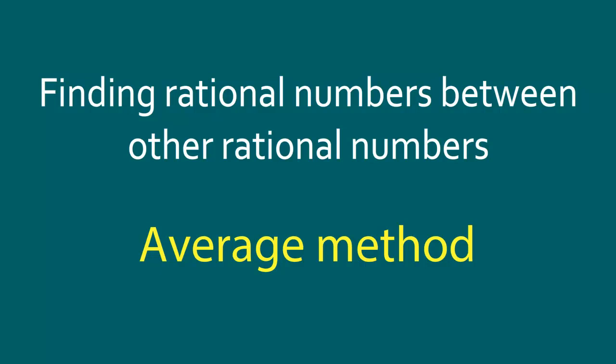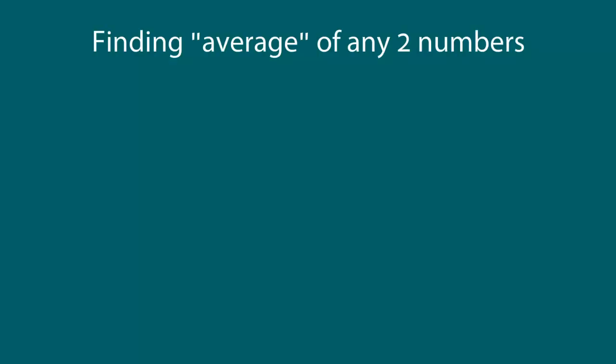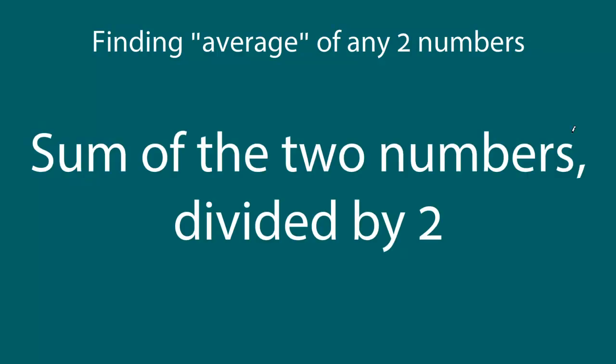Finding rational numbers between other rational numbers using the average method. How do we find out the average of two numbers? Well, we know there is a formula, and the formula goes like this. The average of two numbers is equal to the sum of the two numbers divided by the number 2.